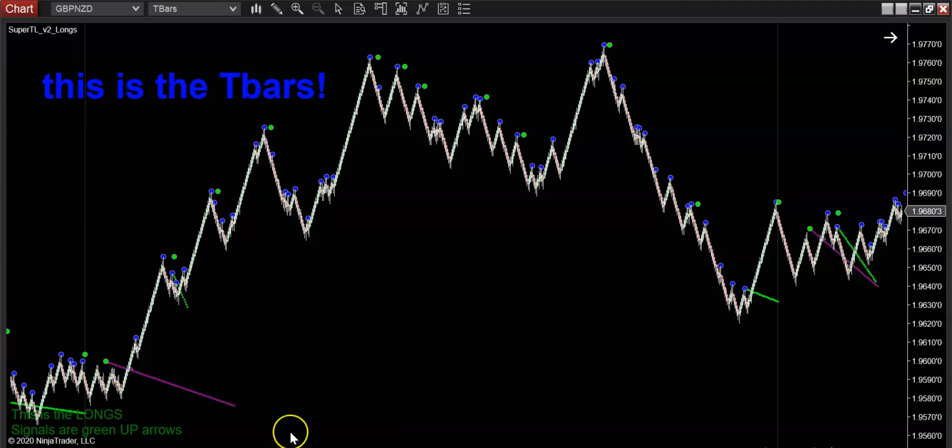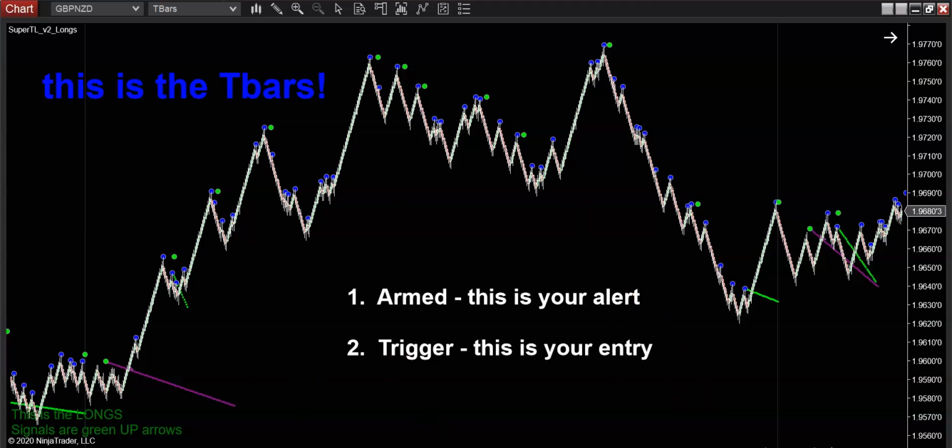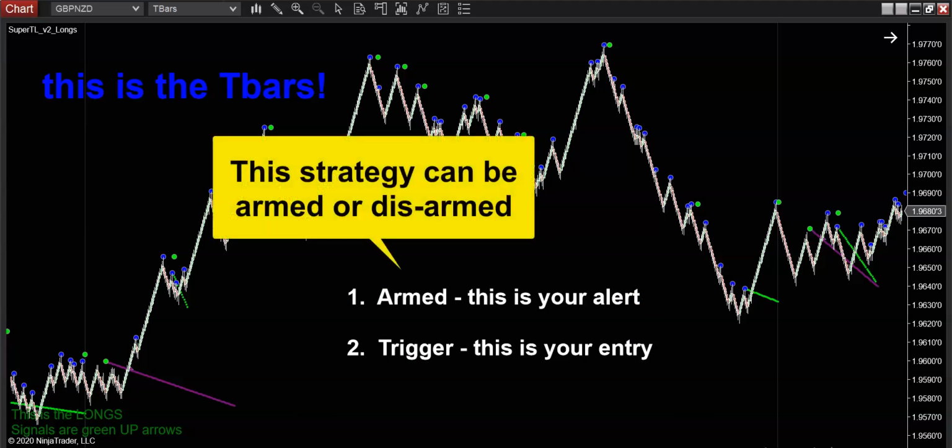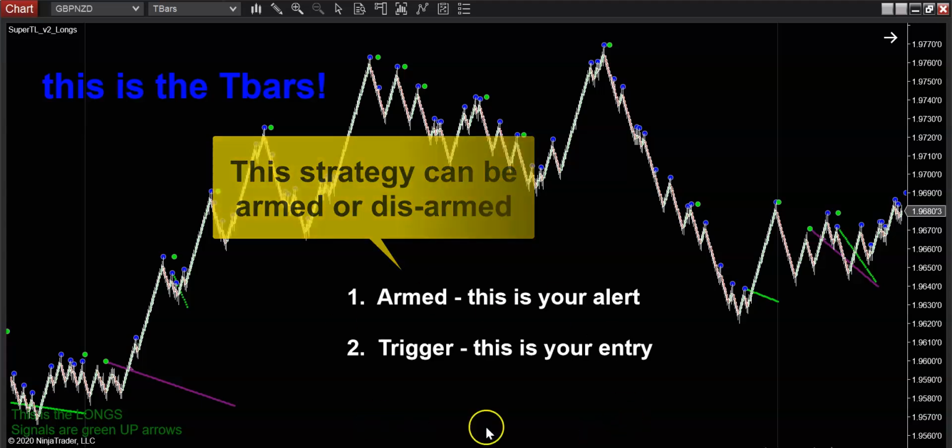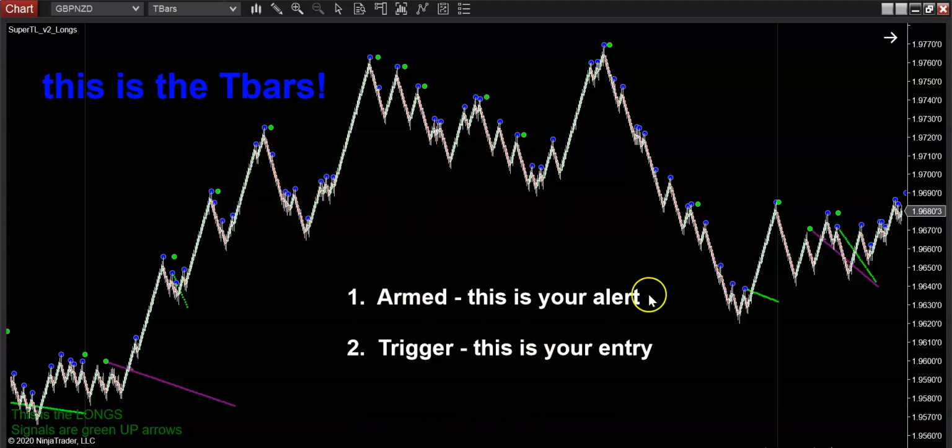Whenever you see these purple splashes, or let's call it these purple trend lines right here, that means the market is armed, where you're starting to potentially think about looking for longs, but you don't actually go long just yet. You want to wait for the trigger. Make sense? As you can see here, there's only 2 statuses. I've tried to make this so simple that even your 6-year-old could understand how to use this.